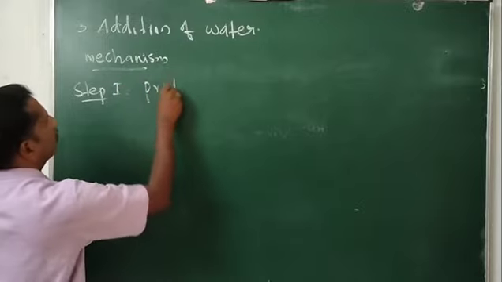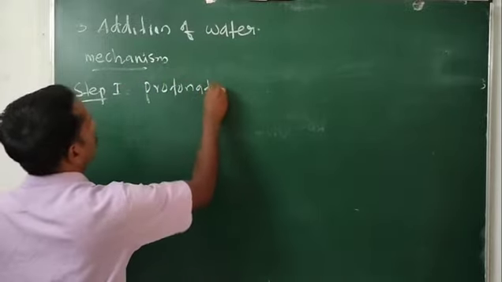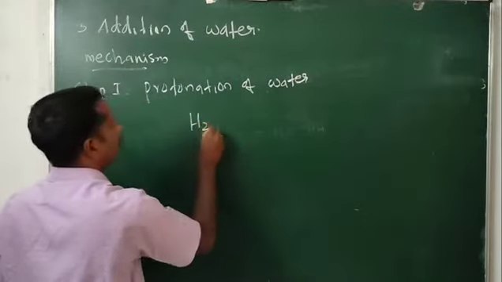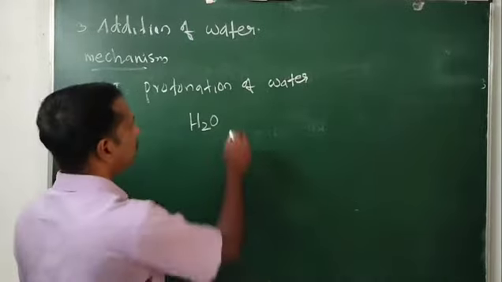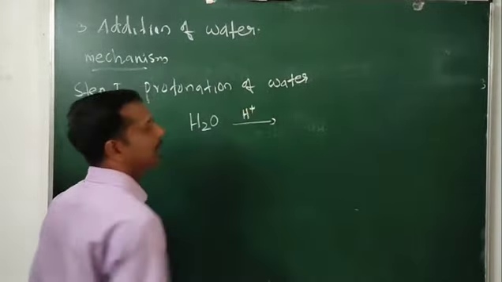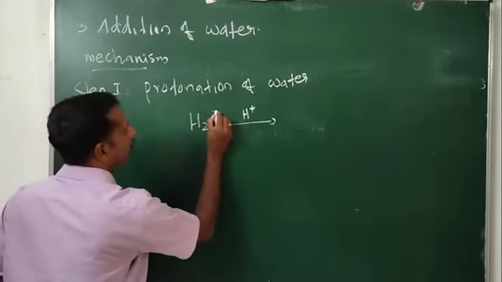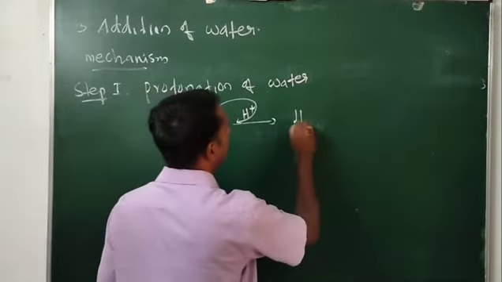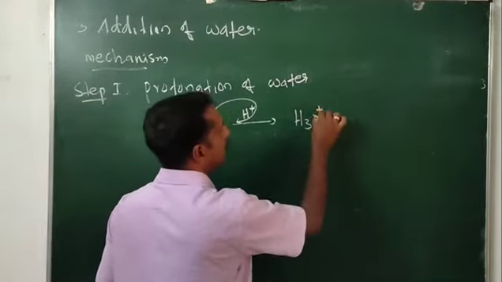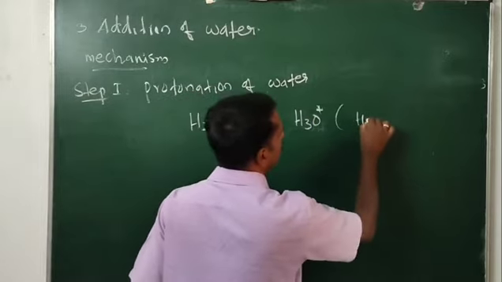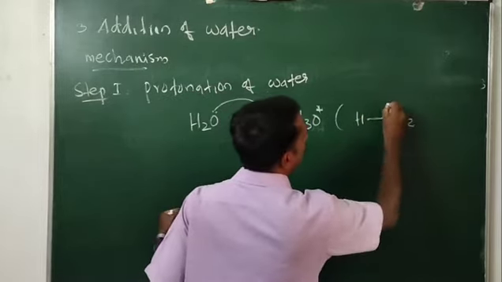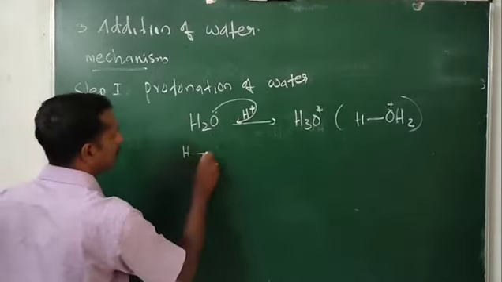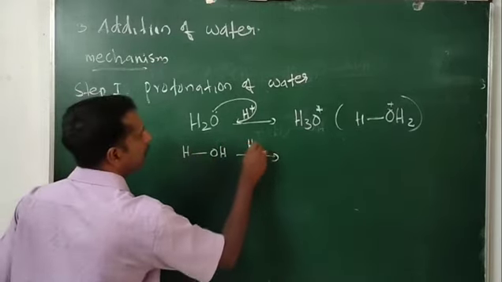Protonation of water molecule. That means we are adding water in presence of dilute acid. That means H+ is there. So in the first step, the water molecule will abstract this H+ from the acid, and what we will get? We get H3O+, that means hydronium ion, or you can write it as OH2+. The same step can be written as HOH and H+ from the acid.